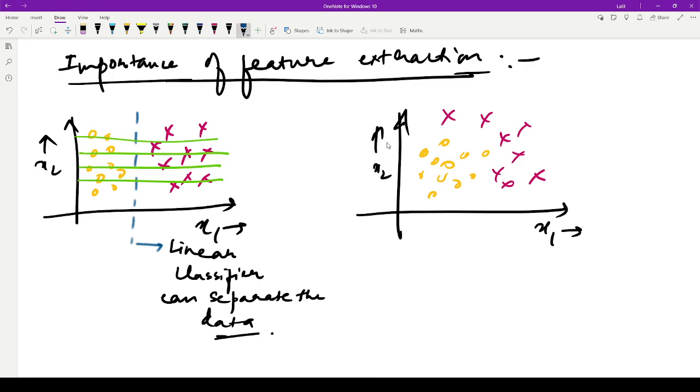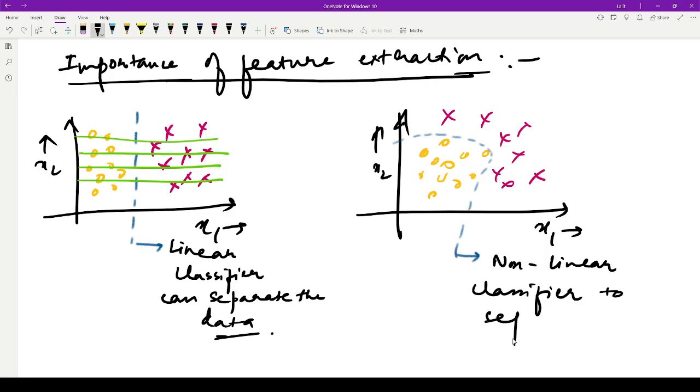So again, you can divide it, but it is not linearly separable. So what you can say is you need a nonlinear classifier to separate the data into two classes. Okay. So can anyone tell what would you do here? How do you proceed with such kind of data? Because this is what you actually get in real life.